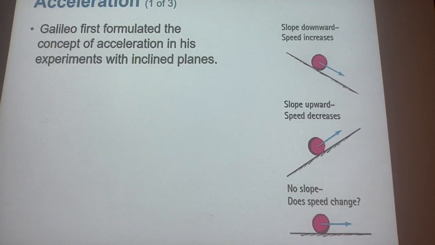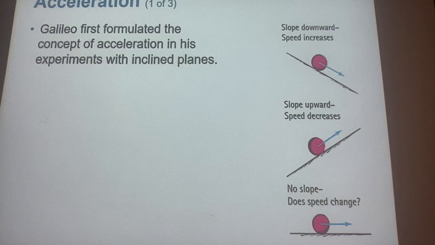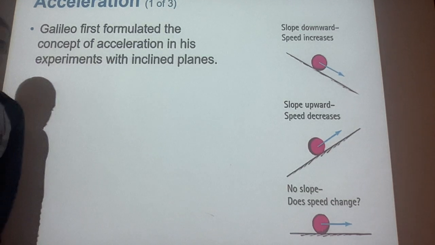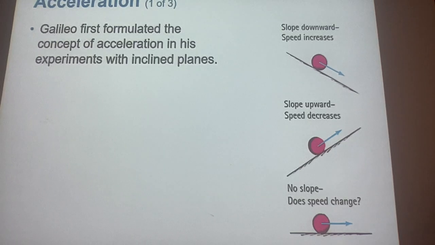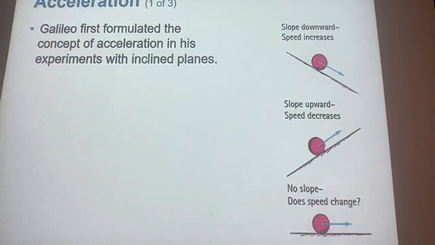All right, so acceleration. That's why I asked you earlier, what does it mean for a thing to accelerate? For something to accelerate, it means that its speed changes. It either speeds up or slows down. And in the case where it slows down, we call that deceleration.